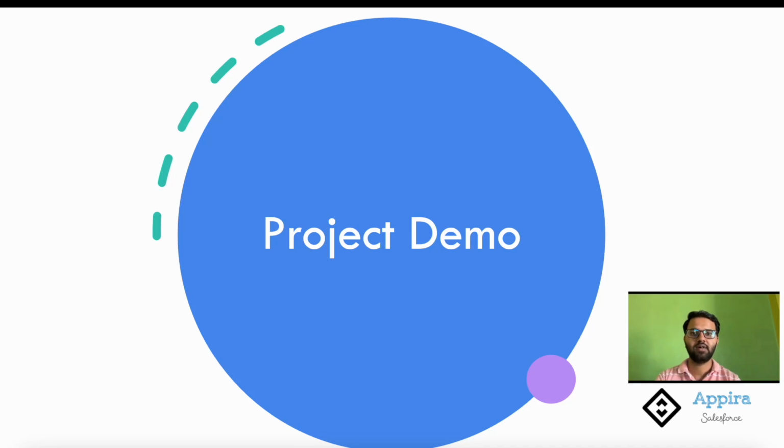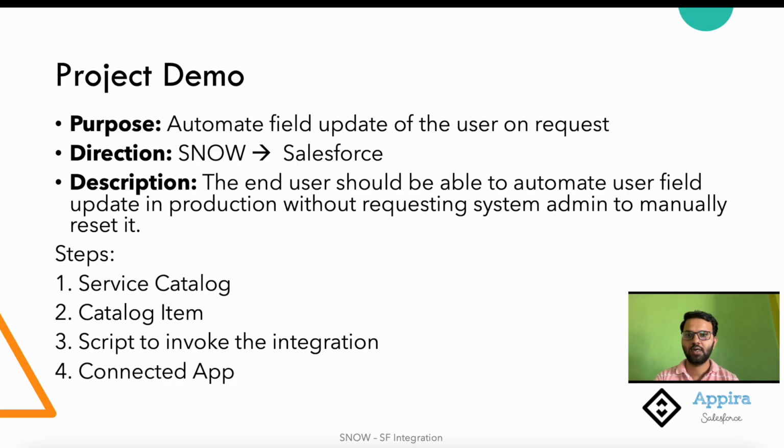Now let us create a project demo. As part of this project, we'll update the user's fields on request from Snow. So the direction will be from Snow to Salesforce. This would be the integration direction. Volume would be a few user fields.